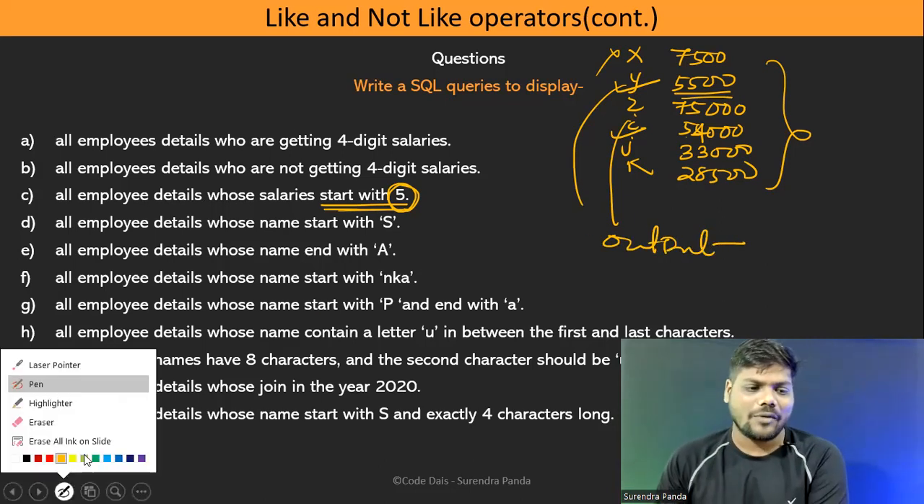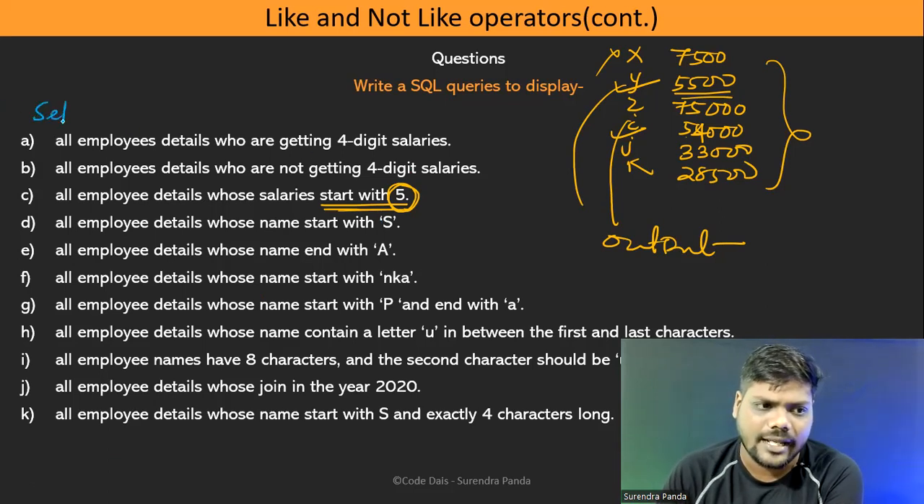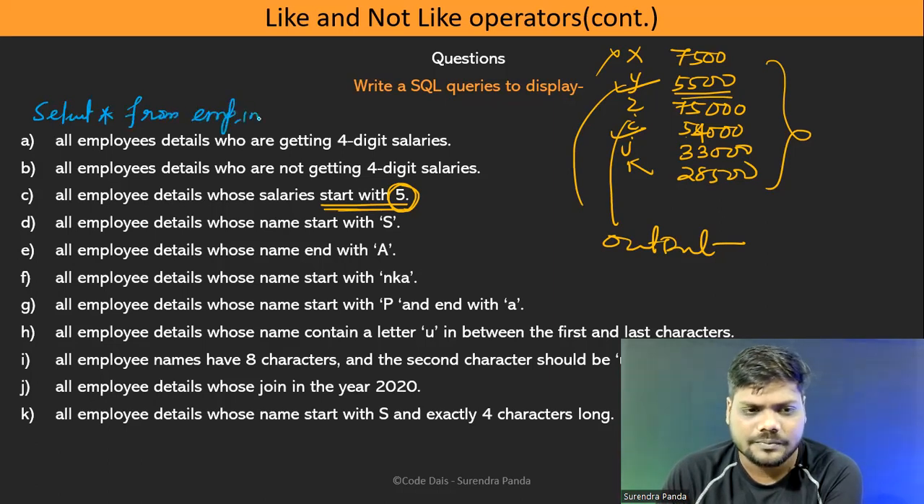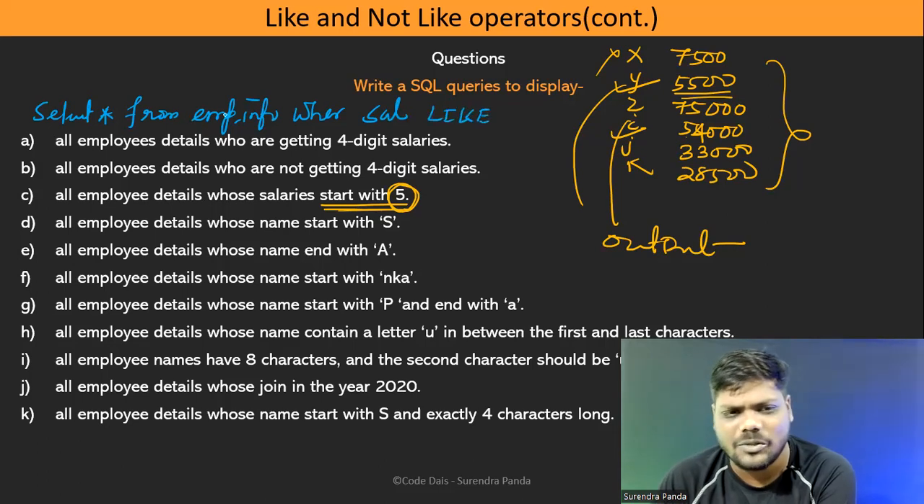So what query do you have to write for this? Same story, you have to write select star from EMP info. This is a common thing, right? We have to write where sal like. Up to this much is very common everywhere. So here we have to write the pattern.